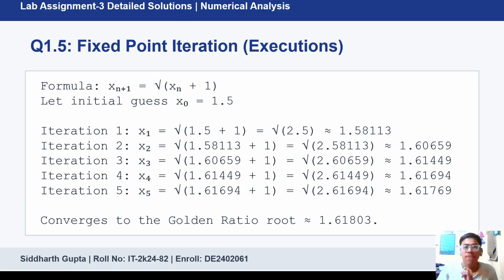So this is the first question where we have solved the golden equation x square minus x minus 1 using five methods, that is bisection, Regula-Falsi, secant, Newton-Raphson, and fixed point iteration method.